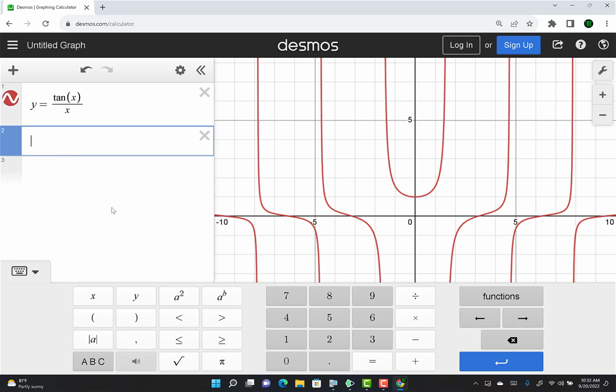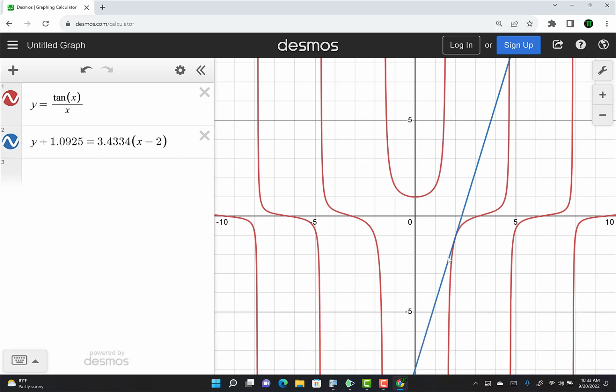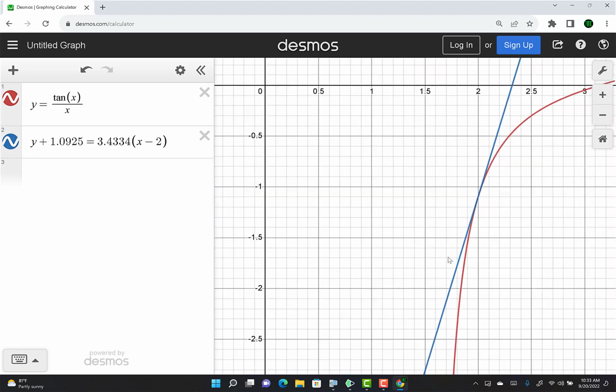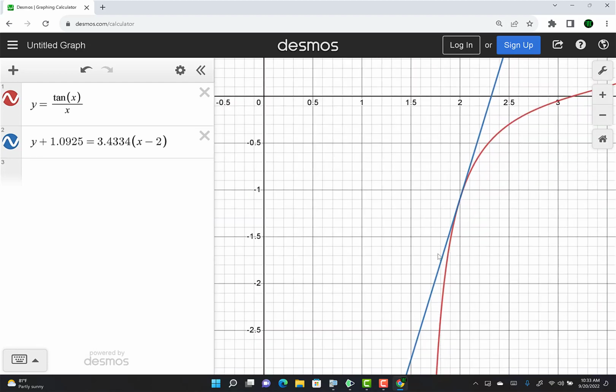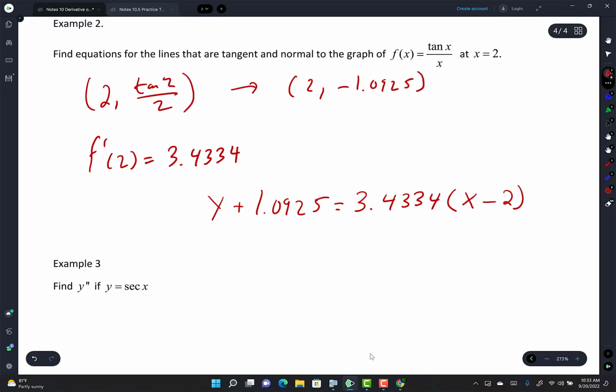All right, here we go. My tangent line, y plus, what did I have? 1.0925 equals 3.4334 times x minus 2. And look at that. That 100% looks like a tangent line at x equals 2. Cool or not cool? Perfect. All right, let's see what we got next.